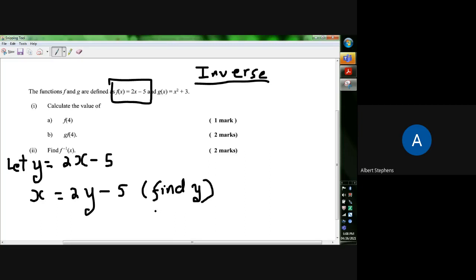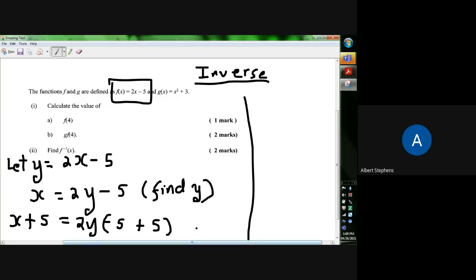Now, how do we find y? Well, first of all, it's like an equation. So if I want y, I don't need that -5 there, not true? Would you agree? How would you get rid of -5? By adding 5 to the right and 5 to the what? Left. So we end up with x plus 5 equals 2y, subtract 5 plus 5. And then what will happen here? That will go away, don't you see? That's gone.